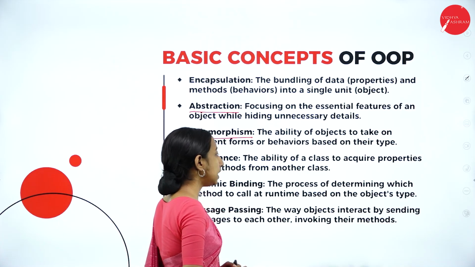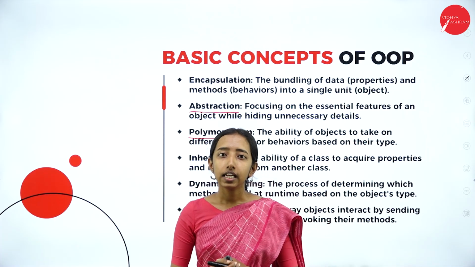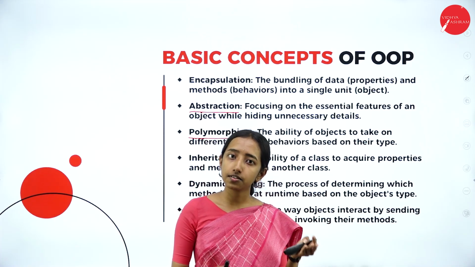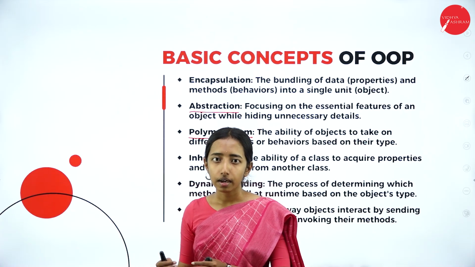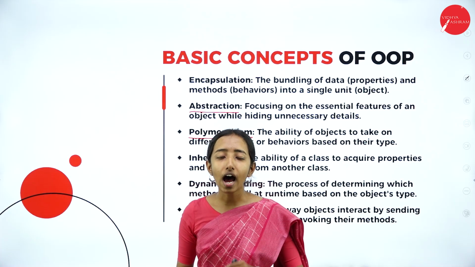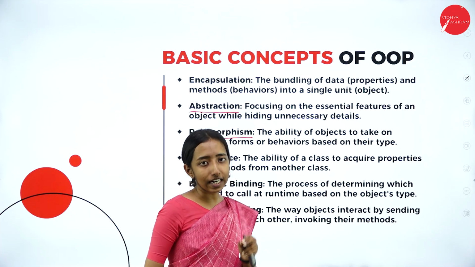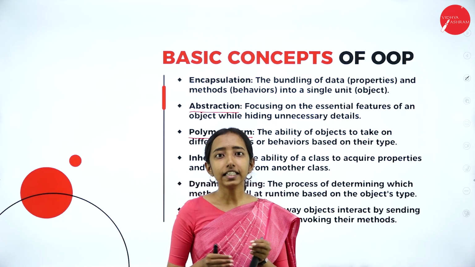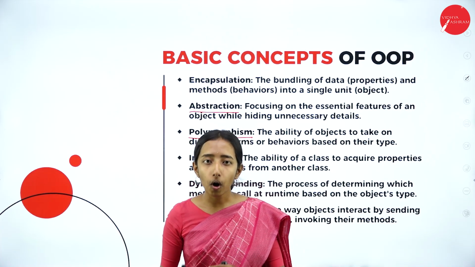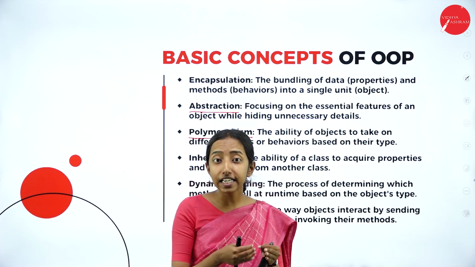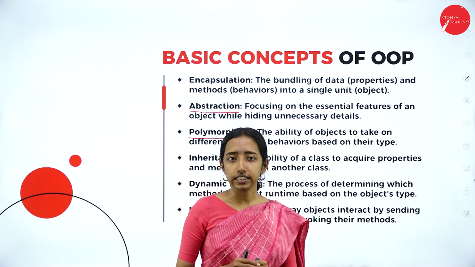After that, we have inheritance. Inheriting, for example, like a child inheriting the properties from his parents. In the same way, in programming languages, we have a concept called inheritance. It is the ability of the derived class to inherit the properties from the base class. Inheriting the properties from one class to another class is called inheritance.